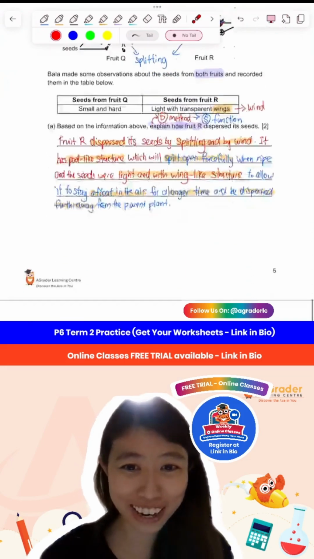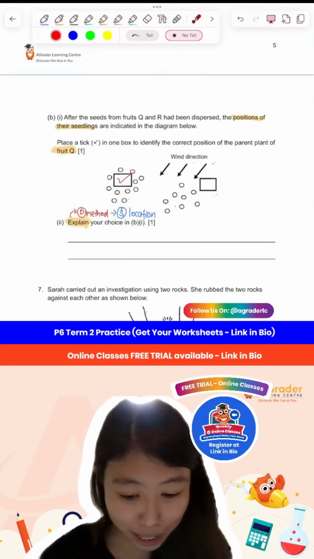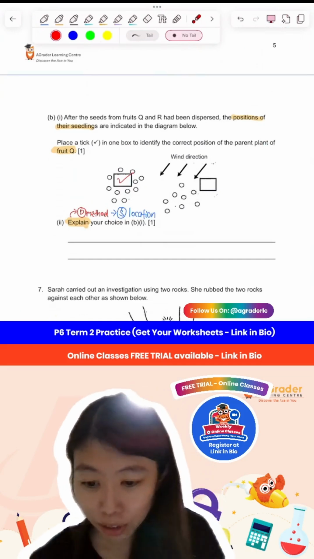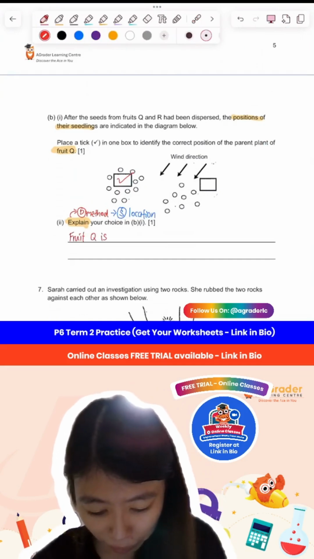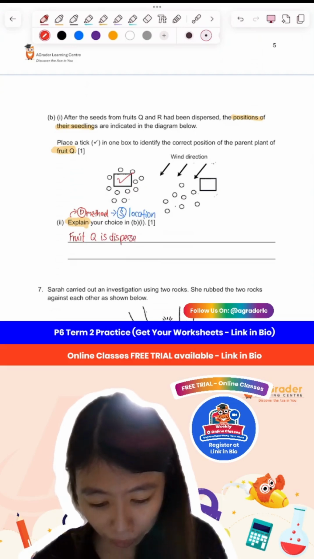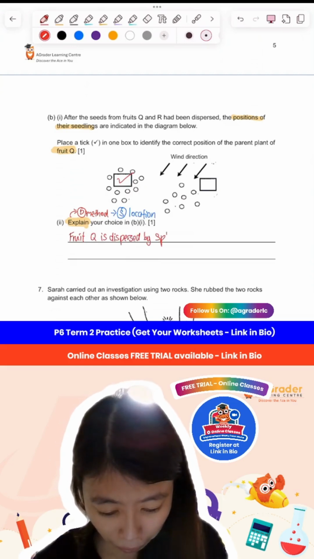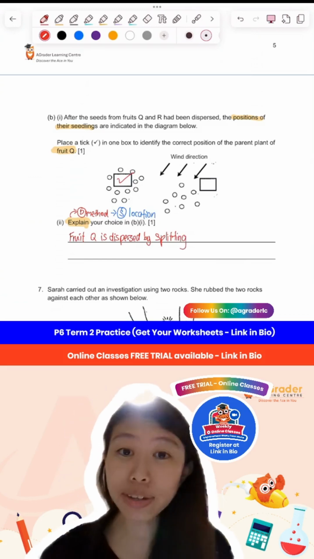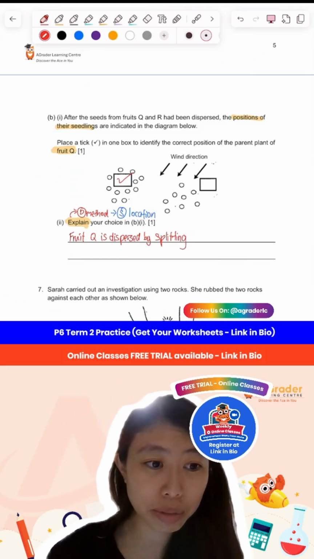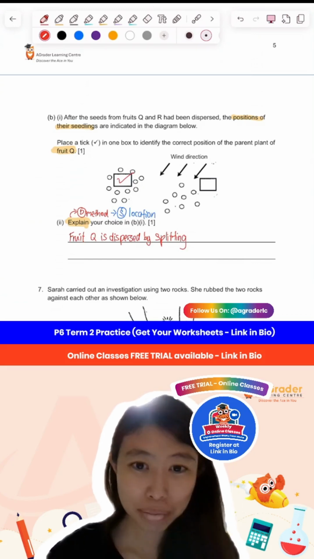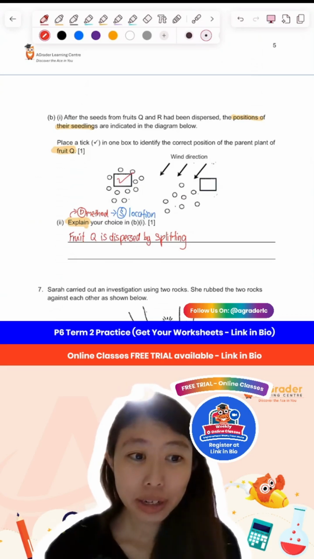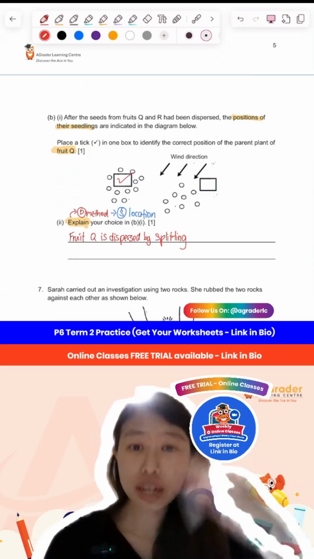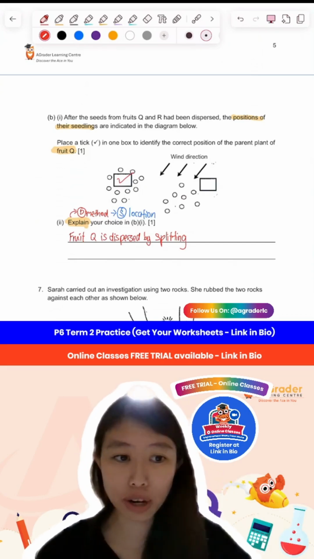Explosive action or splitting, right? So you need to say that Q is dispersed by splitting. So let's write that down first. Can you tell me, if it's dispersed by splitting, where should the young plants be located? Will it be dispersed near to the parent plant or far away from the parent plant?